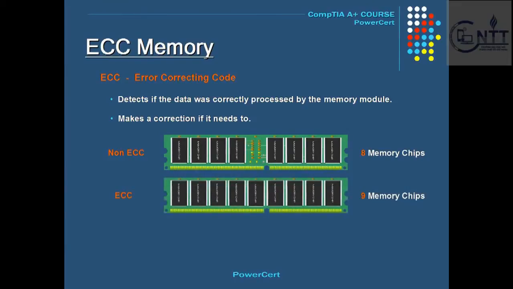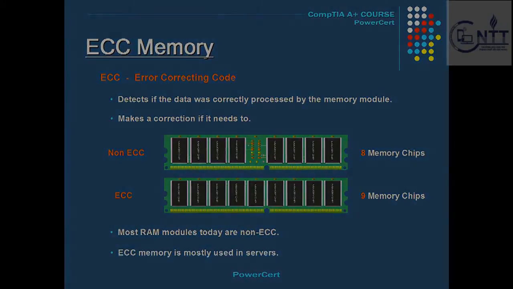Most RAM modules today are non-ECC, and this is because of the advance in technology that has minimized memory errors and has made non-ECC RAM more stable. Typically today, ECC memory is mostly used in servers because servers need to be up and running at all times, and using ECC memory is just an extra precaution to guard against any memory errors.